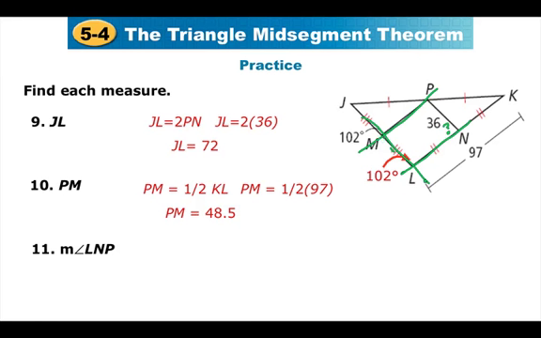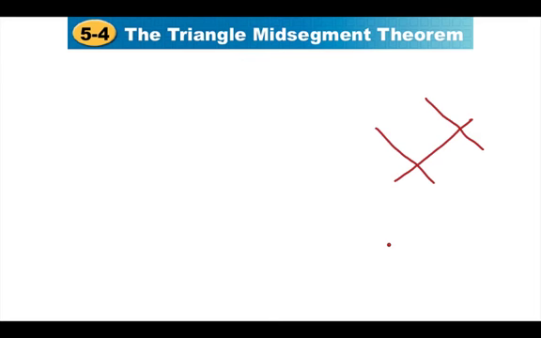Now, these two lines are parallel. Let me use a different color. Let me erase this. This line, excuse me, and this line are parallel. This is your transversal. These are same side interior. If this is 102, you know this is 78 because they must be supplementary. So the answer is 78 degrees for measurement of LMP. Next slide.